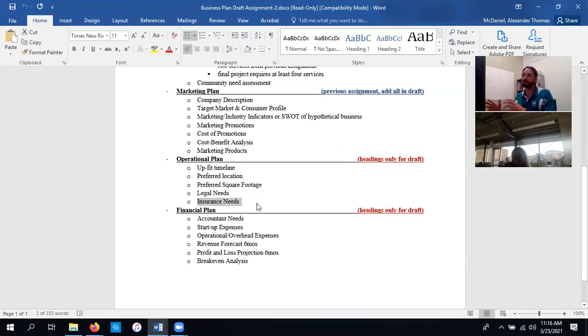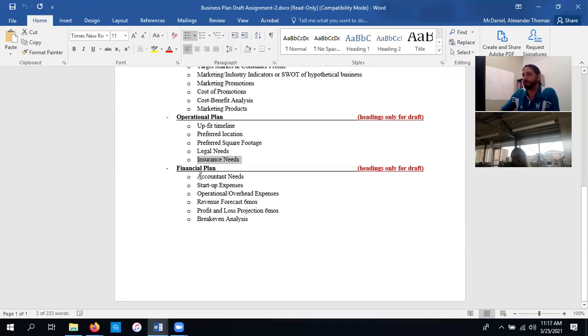So your professional liability is like your malpractice insurance. And then your general liability is your general insurance that if someone trips and falls in your facility and they sue you, that's what covers you there. And then your workman's comp insurance, that's your insurance for your employees. If they get injured, they're covered as well. So you need those three types of insurance.